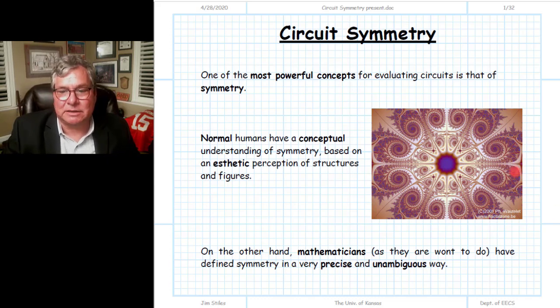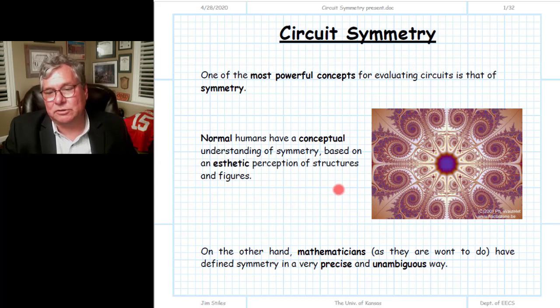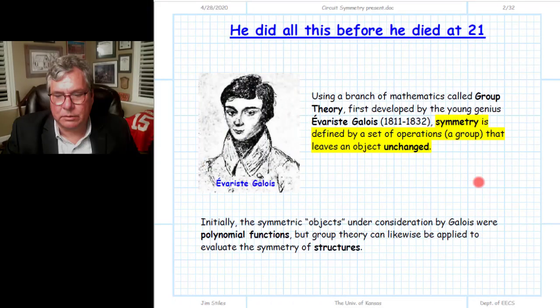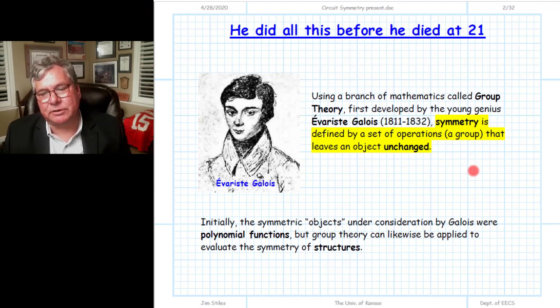You probably have some concept, most people do, of symmetry based on sort of aesthetic perception of structures and figures and rotations and reflections and such. And of course, things look nice artistically when we do that. But mathematicians have a way of trying to define numerically this concept of symmetry. So to mathematically describe the symmetry of an object, we have to use a branch of mathematics called group theory.